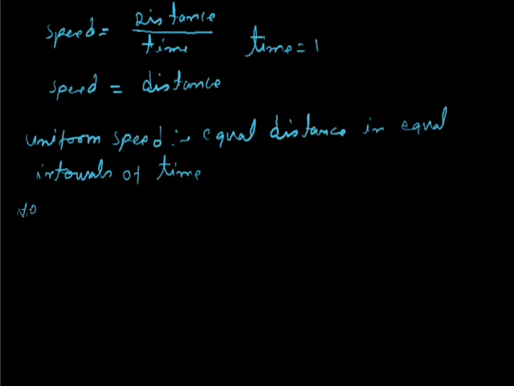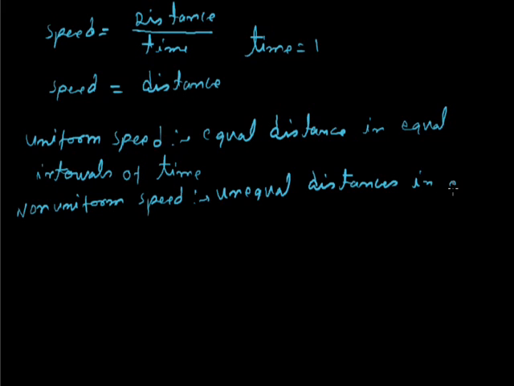So the non-uniform speed: unequal distances in equal intervals of time. Now we have already seen the example of these two. Let us come to the next definition and we'll discuss the numericals of this definition.